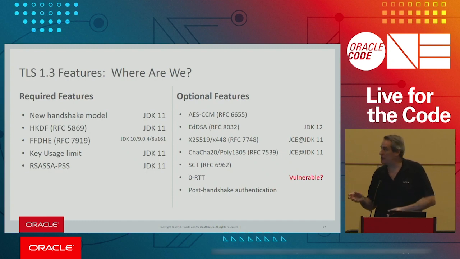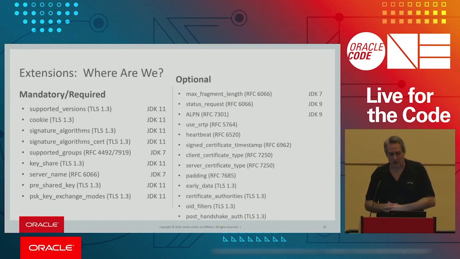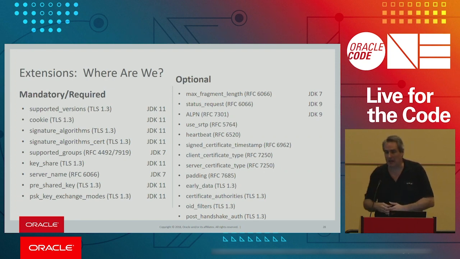There's a bunch of optional features which we'd like to do at some point. We are looking for CCM. I don't think EDDSA will make it into 12, but we're going to shoot for it soon, and so on. There's a bunch of other things that we want to make sure that we get in. There's extensions galore. Just realize that we have done all the mandatory ones. There's a few that are optional that we've had in place for a couple years now, including ALPN, which was kind of significant. But some of these we do, some of these we don't.